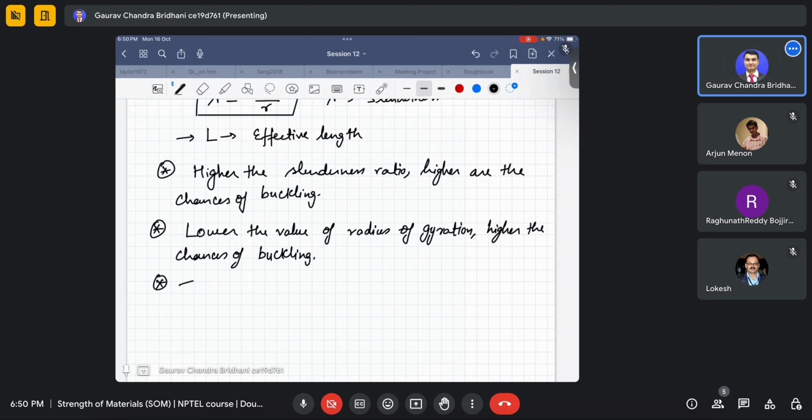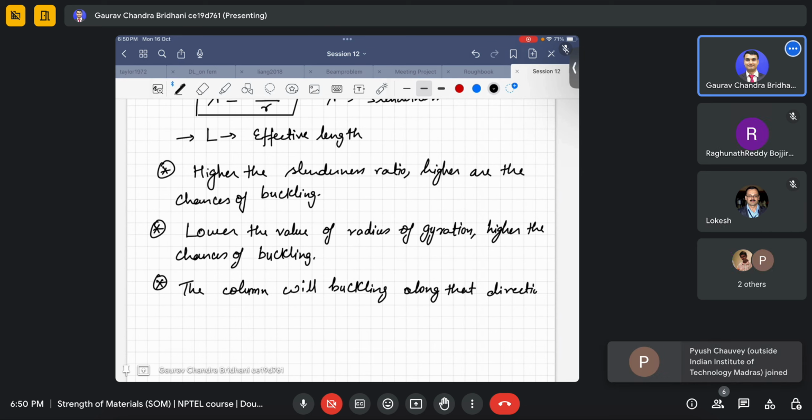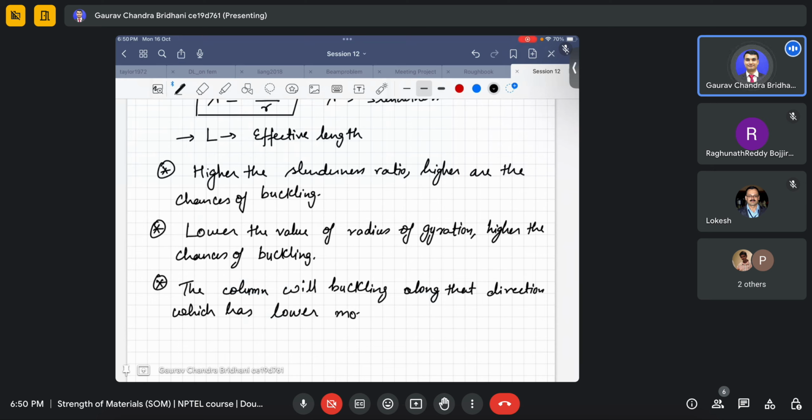So the column will buckle along that direction which has lower moment of inertia. Okay, so the direction where you will have lower moment of inertia, in that direction only it will buckle in a column.